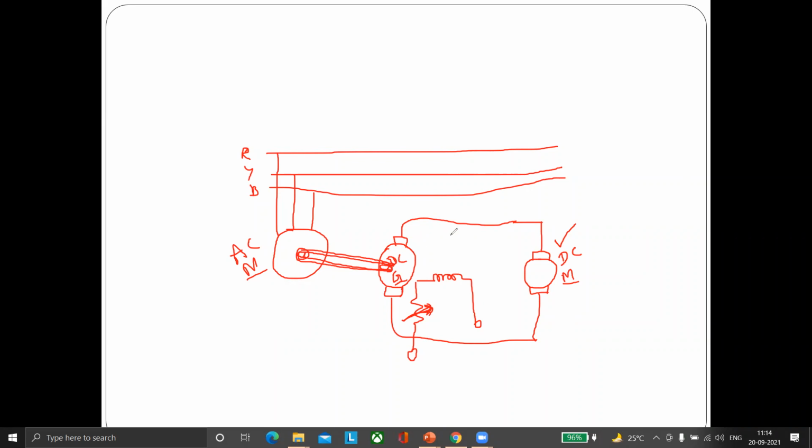The voltage generated by the DC generator also varies. If this voltage varies, then what will happen? The speed of this DC motor also varies. If this voltage varies, the speed of this DC motor also varies. Is it right or not?